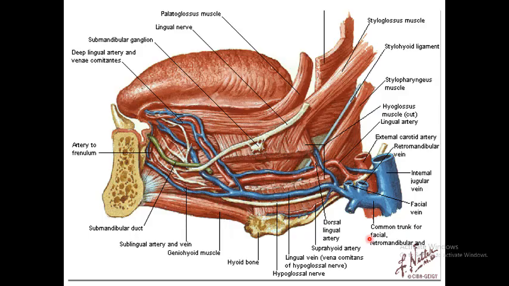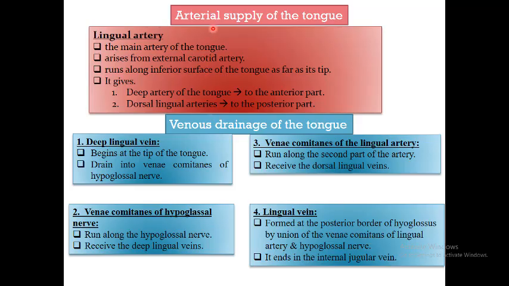So the arterial supply of the tongue is by the lingual artery. It is the main artery. It comes from the external carotid artery. It runs along the inferior surface of the tongue as the deep lingual artery, as we said, or deep artery of the tongue. It gives the deep artery of the tongue, and it also gives the dorsal lingual arteries, and it also gives the sublingual artery, as we said.